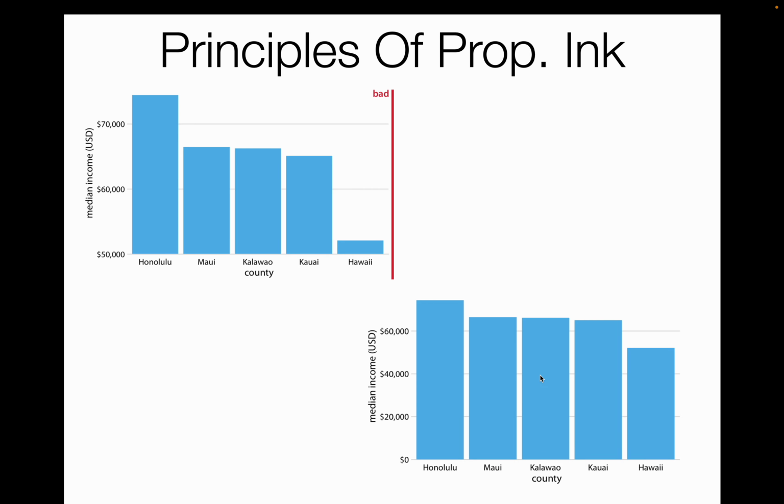So why might the top one be considered bad? It doesn't follow the principle of proportional ink. The y-axis starts at 50 and ends at 70. This happens a lot. It's a very common example. You might do that because the software you're using might do that by default, and you may not even think about it.